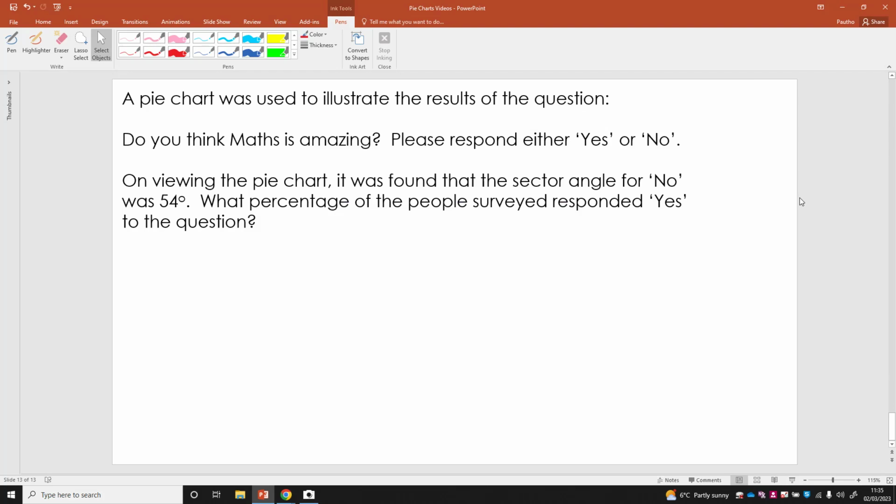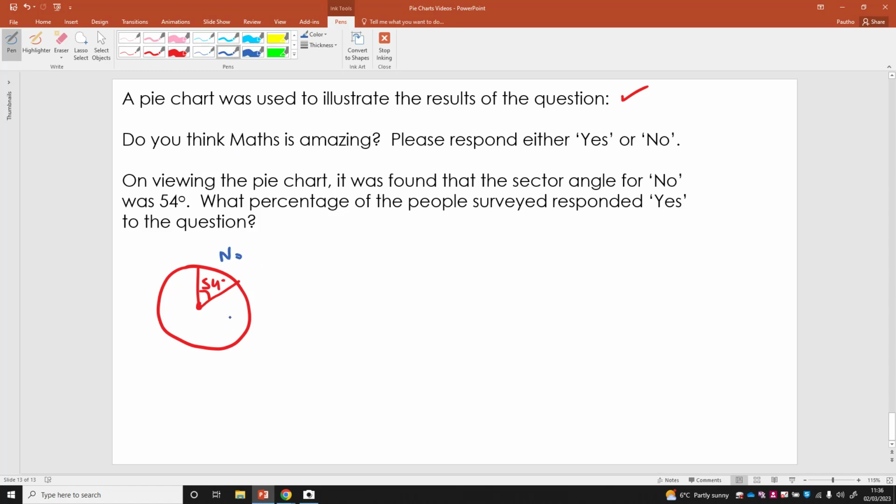Okay, welcome back. Now, on this one, there is no pie chart to look at really, so you may want to just sketch a quick pie chart. I'm only sketching. A pie chart was used. Respond either yes or no. So there are 2 sectors. The sector angle for no was 54 degrees. So if I just draw a rough starting line, and 54 degrees, just a rough sketch, here, that's 54 degrees. And this is no.